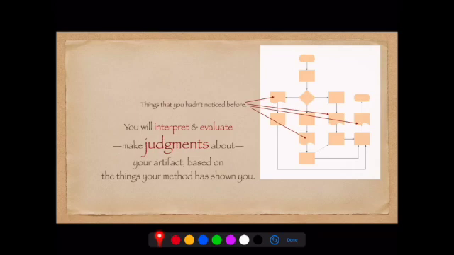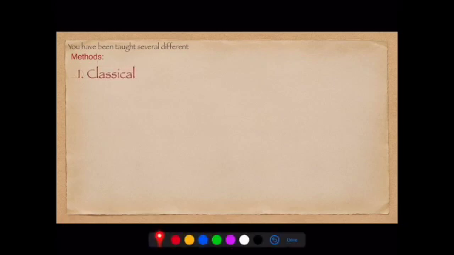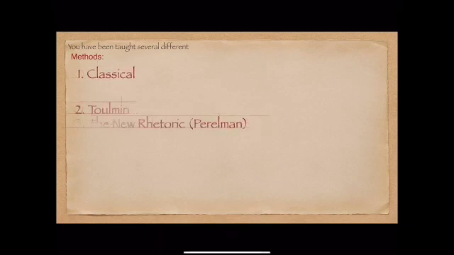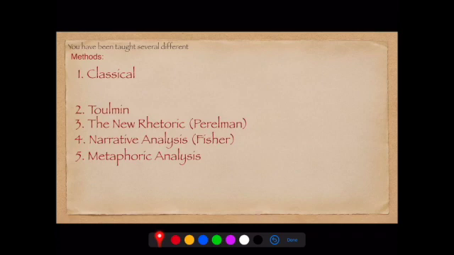Now, you have been taught a series of different methods. You have been introduced to a number of different methods. Essentially, you've been introduced to the classical method, but you've also met several other methods. Since the classical method, we've also been introduced to Toulmin with his data and claims and warrants. You've met the new rhetoric, Perelman and Olbrechts-Tyteca's Traité. You struggled with the universal audience there in the new rhetoric. You've also met narrative analysis with Fisher, and we've talked about metaphoric analysis as well.